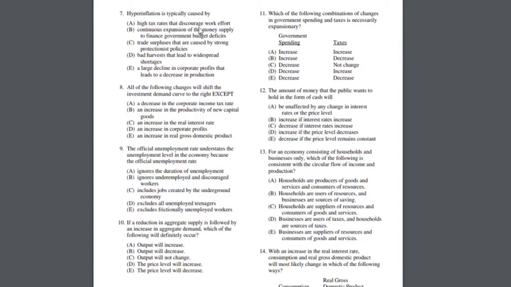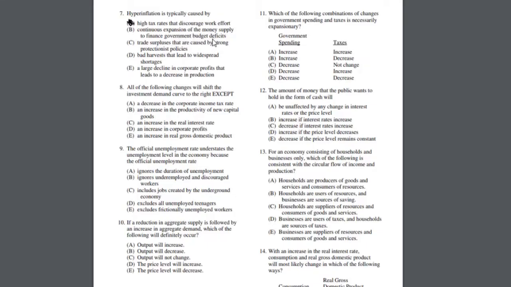High tax rates that discourage work effort. High tax rates are actually going to decrease aggregate demand, and when you decrease aggregate demand, that's going to decrease the price level. So that's completely opposite to what they're looking for in this question. Continuous expansions of the money supply, that's going to increase the price level a ton, so that could be a right answer. Trade surpluses that are caused by strong protectionist policies, that's not as direct as a continuous expansion of the money supply to finance government budget deficits.